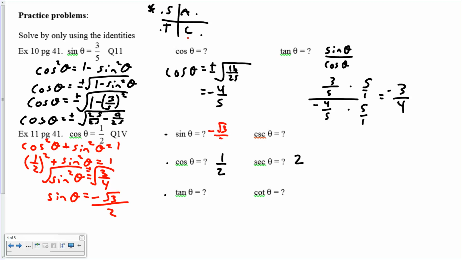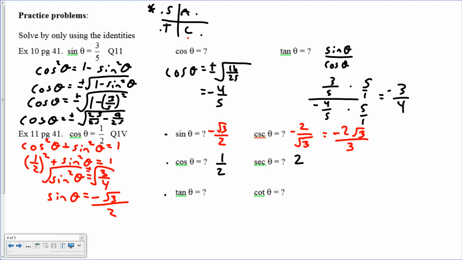Cosecant negative 2 over radical 3. Honestly, at this point, it doesn't matter to me if you simplify that radical. You just need to be able to recognize that that's the correct answer, and this is the correct answer by simplifying that square root in the denominator, or rationalizing the denominator.